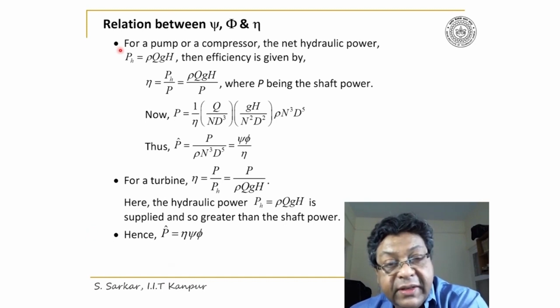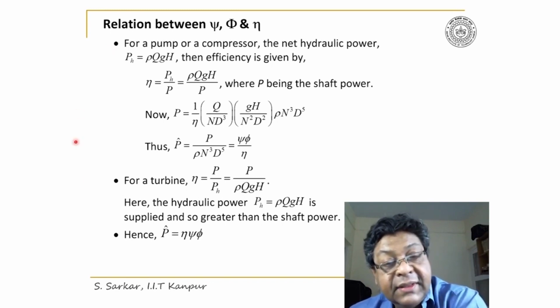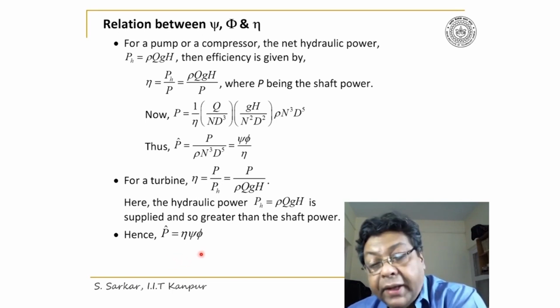Thus, in a nutshell, for a pump or compressor, P tilde will be equal to xi phi divided by eta. For a turbine, P tilde would be eta into xi into phi.